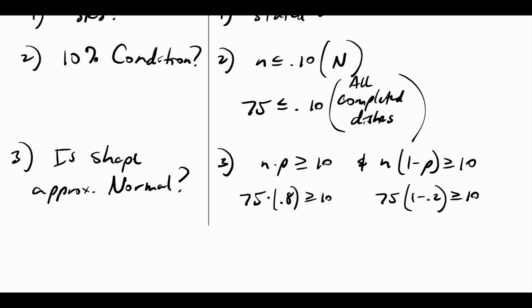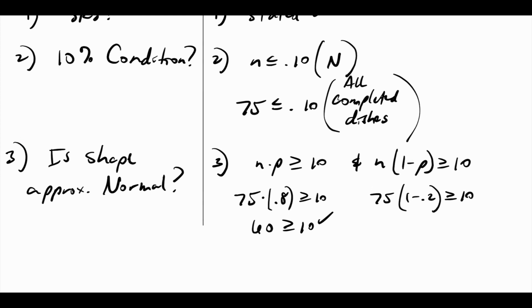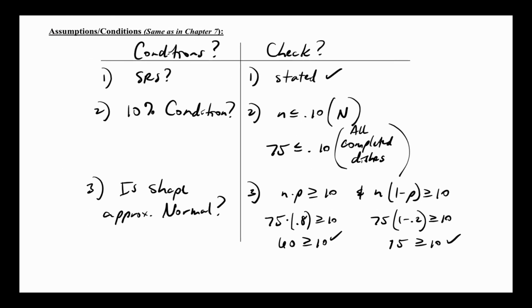Okay, last thing we do. This is 60. 60 is definitely bigger than 10. This is 15. 15 is definitely bigger than 10, so we're good there. Okay, so when we come in tomorrow, first thing we'll do is the last two, calculations and conclusion.